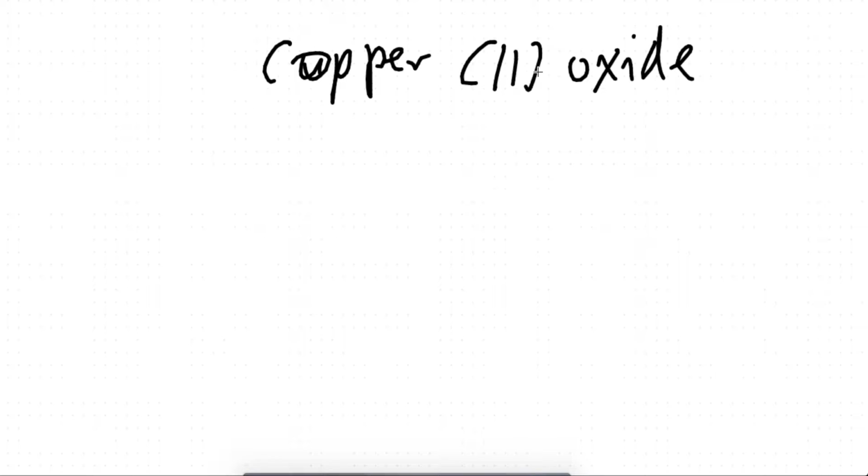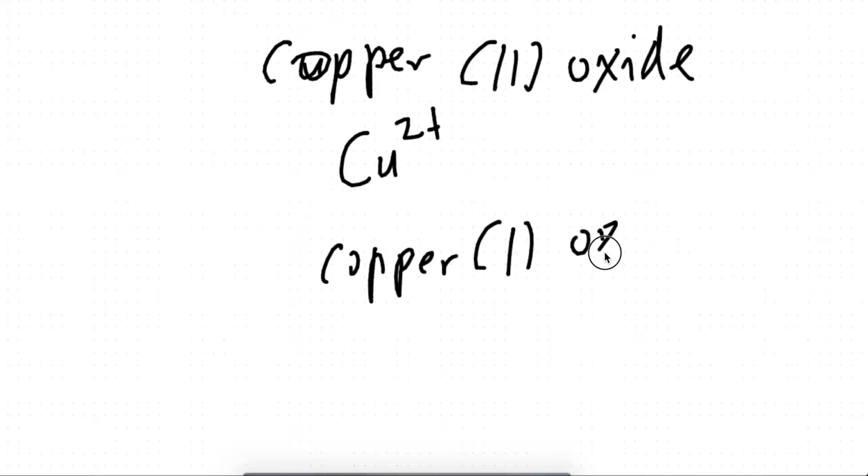Over here, copper 2 oxide means that our copper is Cu2+. There's also a copper 1 oxide. So copper 1 oxide. This is why we put the 1 or 2. It is to distinguish between Cu+ and Cu2+. Welcome to transition elements, guys.